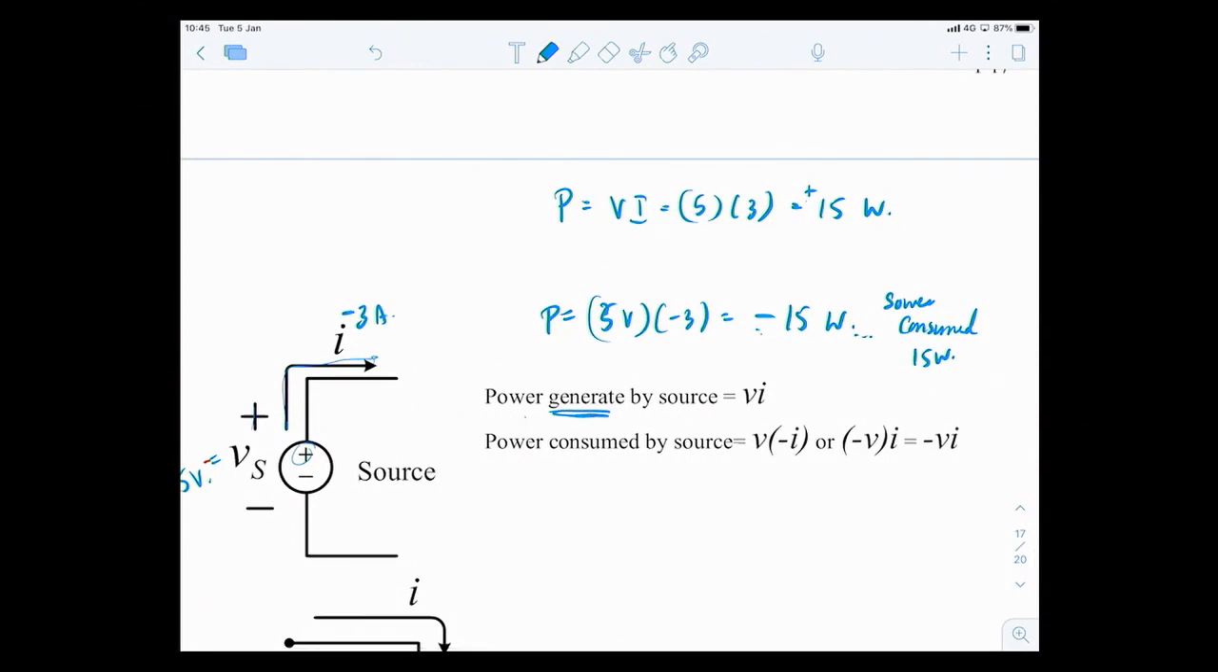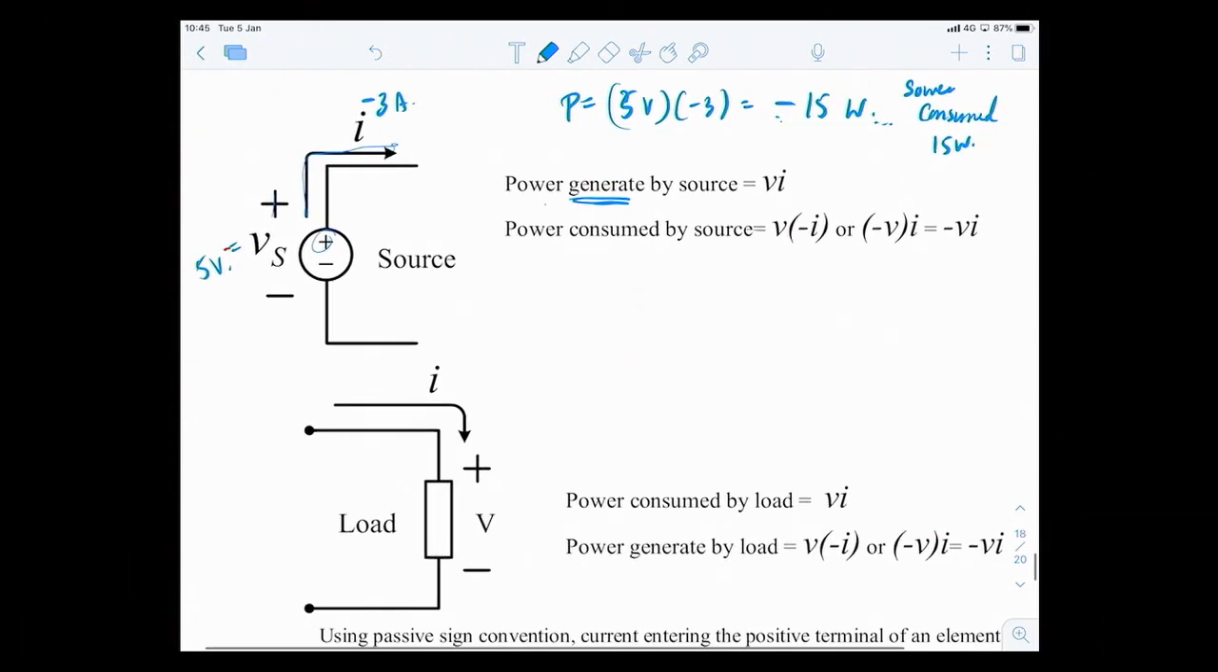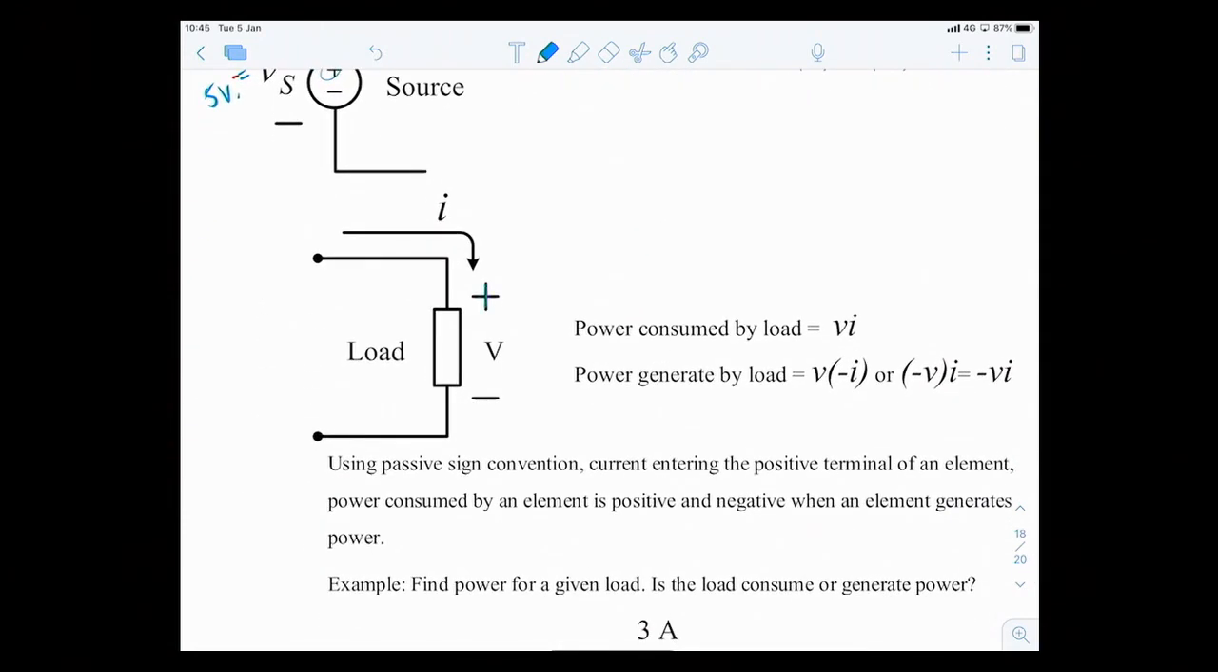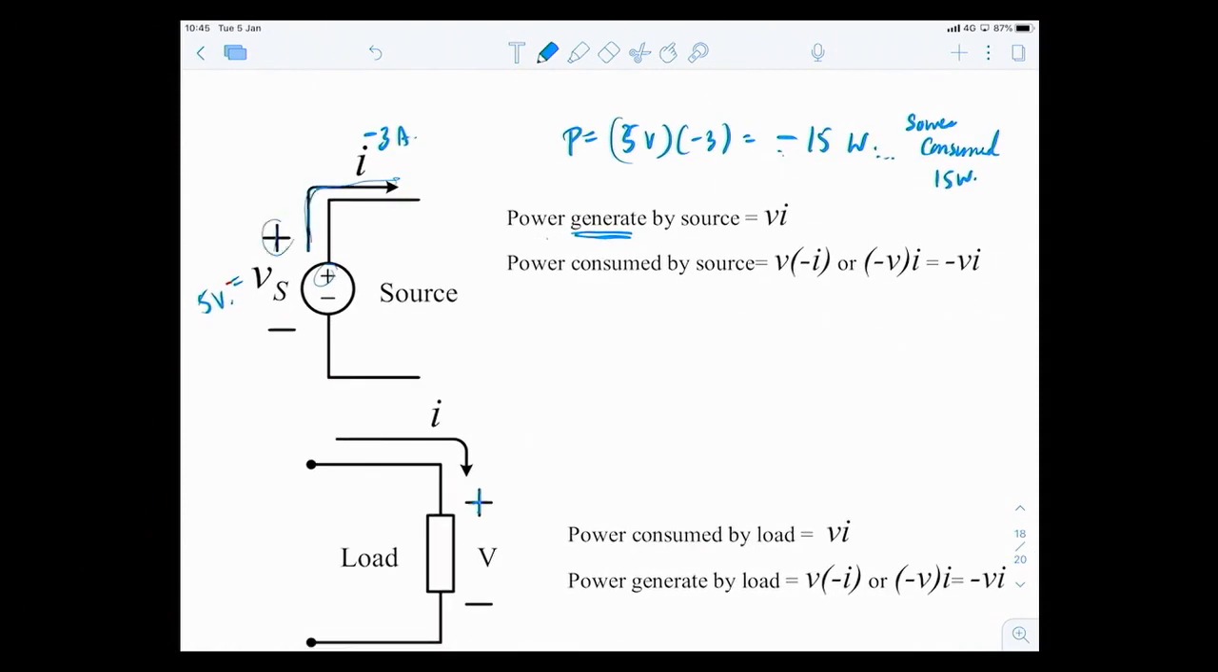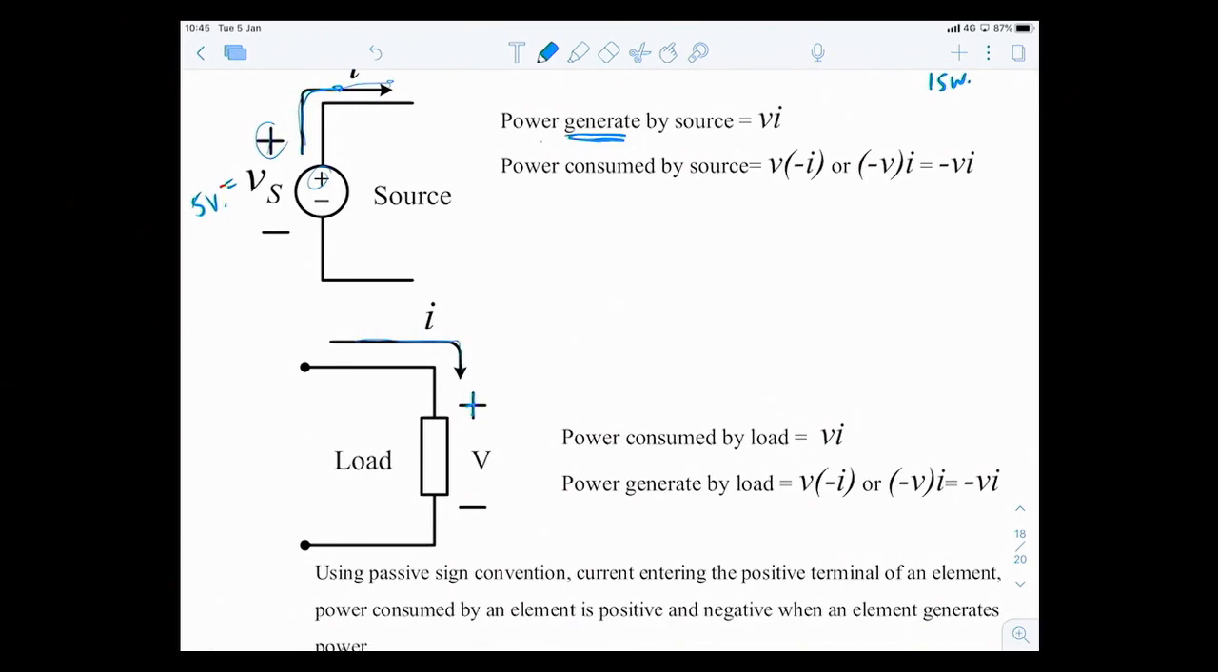What about the other way around? In the case above, the current was leaving the positive terminal, but now the current is entering the positive terminal. If V is equal to 5 volts again and I is equal to 3 amps, then P is equal to 5 volts times 3 amps, equal to 15 watts. The answer is positive, and in this case we say that the power is consumed by this load. 15 watts of power is consumed by this load.